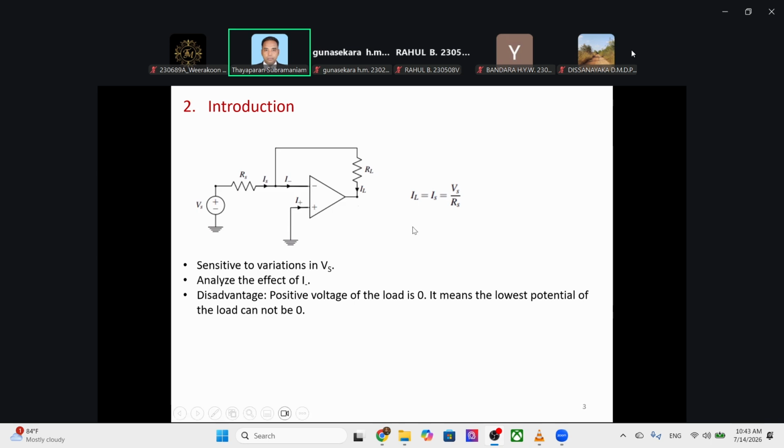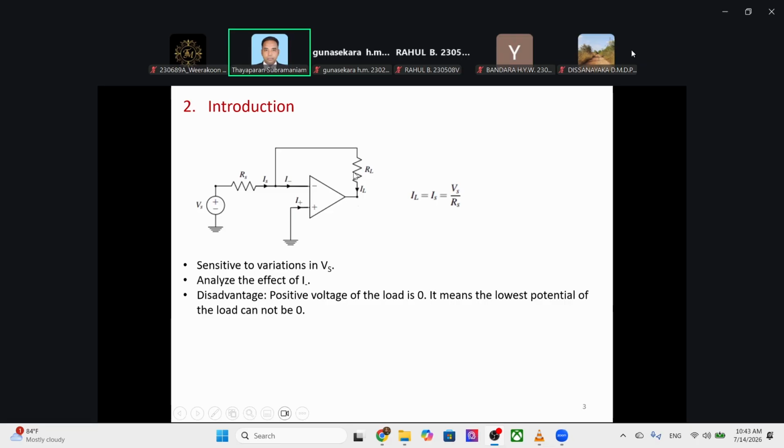So this circuitry is not welcome because of three important reasons. One, output voltage has to be below zero, which we don't want most of the time. Second, sensitivity to variations in Vs. Third, resistor tolerance. But the circuit is very simple.